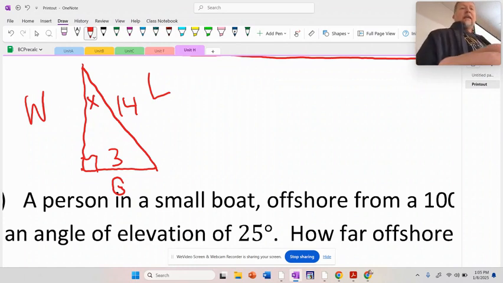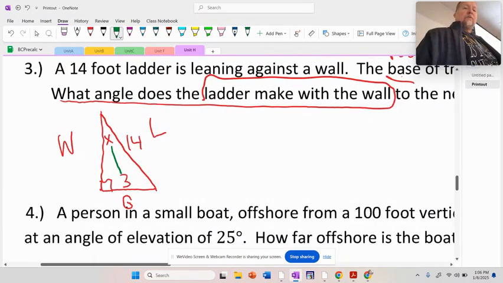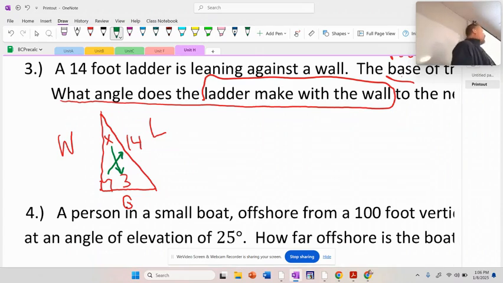Okay. All right. So with all that given, what is the angle? So what do I use? What side is this and what side is this? So what trig function? I heard you say it. So what trig function then?